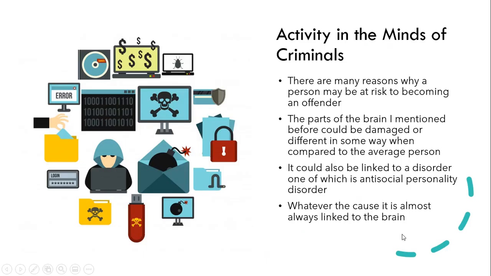Activity in the minds of criminals. There are many reasons why a person may be at risk of becoming an offender. One, as I already mentioned before, is the amygdala. The amygdala is part of the brain involved in fear, aggression, and social interaction. It is often affiliated with crime. Men at the age of 26 were found to be 3 times more violent, as well as showing signs of psychopathic behavior, if they had lower amygdala levels. When there are defects in the amygdala, the feeling of fear is reduced in a human. This leads to a high chance of them committing crimes.